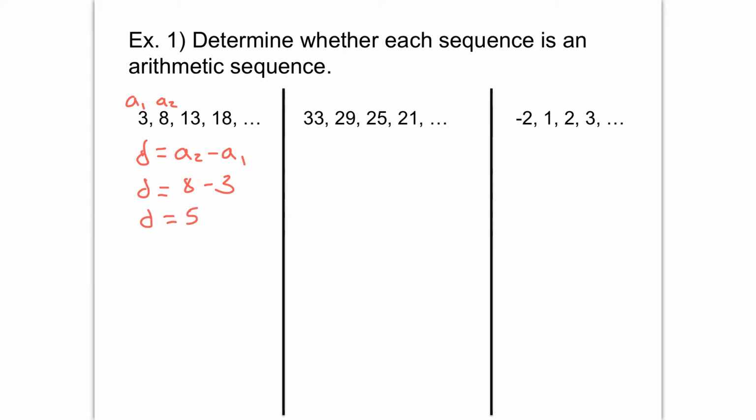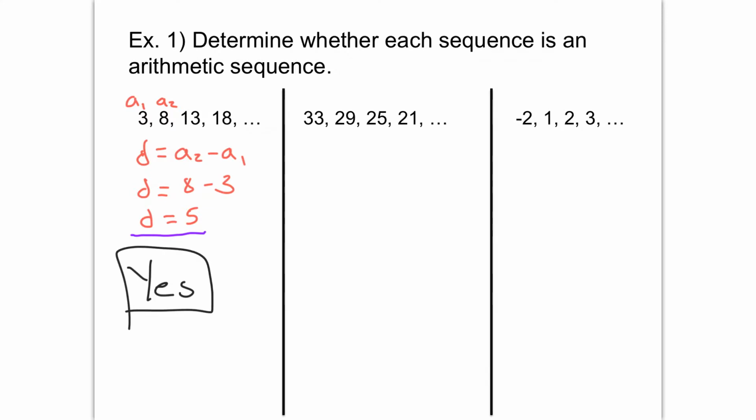And you guys actually have to check that it works every time. It's not sufficient to say, oh yeah, my common difference is 5, so I'm done. I know it's an arithmetic sequence. Sometimes it doesn't work every time. Now in this one, it works every time you go to the next term. 3 plus 5 is 8, 8 plus 5 is 13, 13 plus 5 is 18. So this one, it is an arithmetic sequence. I'm going to say, yes, it is arithmetic.